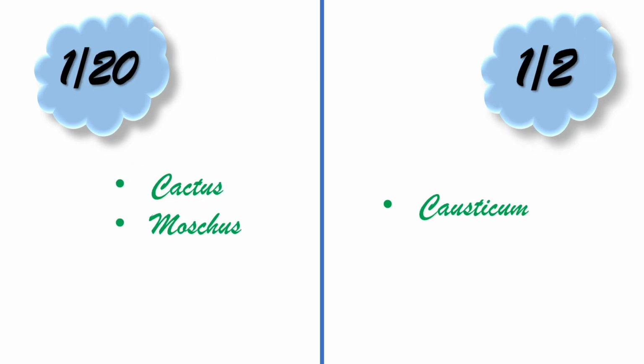Next, causticum is having 1 by 2. And how to remember this 1 by 20? 20 mosquitoes are there in a cactus plant. So we can remember it like this. Cactus and moschus are having 1 by 20.